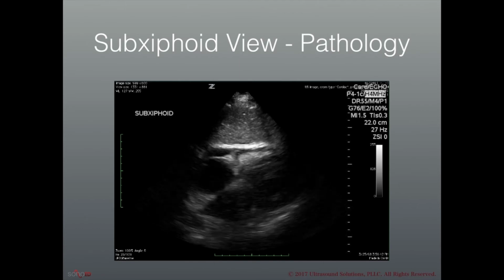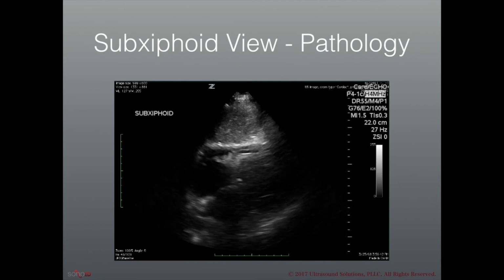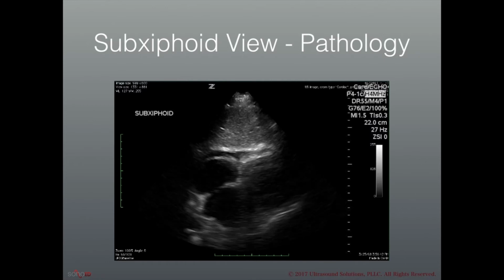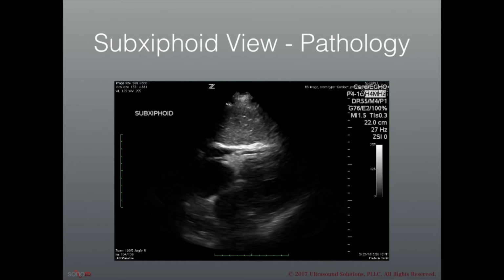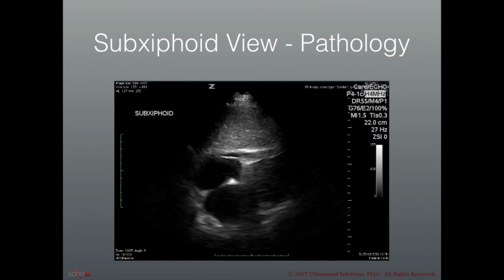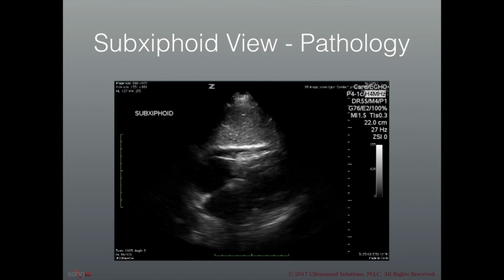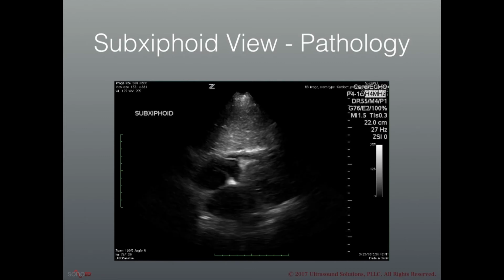Here's another subxiphoid view. What I like about this view is this is a very real-world image. This isn't a perfect textbook image. There's a little bit of artifact. You can't see the LV or RV perfectly, but this is a real-world image. This is often the view you might be able to get. So you can really make a couple of calls on this.